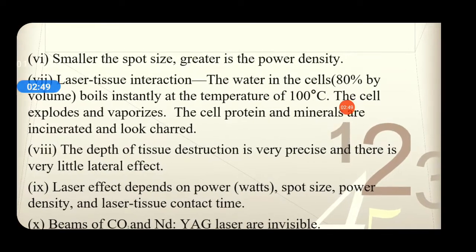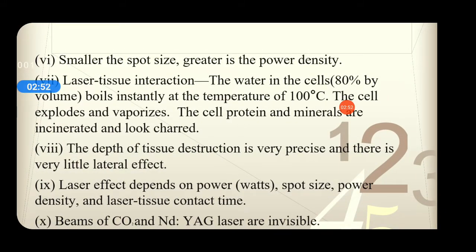And one more important thing is the laser tissue interaction. How does the laser tissue interaction occur? What happens when a beam of laser interacts with the tissue of the human body? First of all, as you know, the cells are made up of water, 80% by volume. So the water present in the cells starts boiling instantly at a temperature of 100 degrees Celsius. So when the laser beam passes over it, the water present in the cell starts boiling at 100 degrees Celsius.